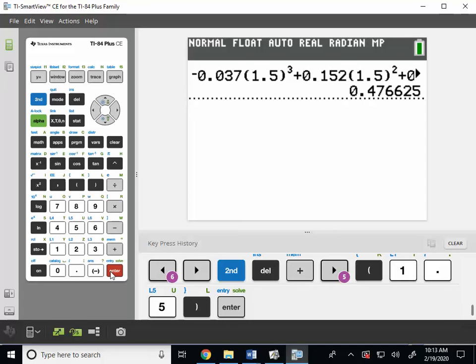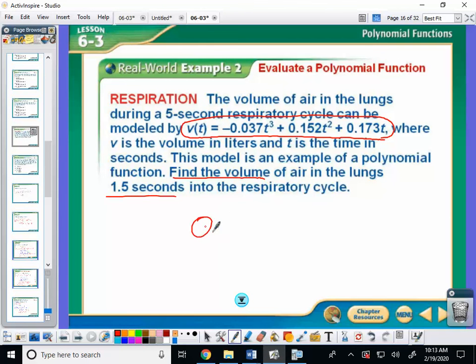So let's round this. I'm going to say it's about 0.48. 0.48 what? What are we finding? Finding the volume. What is our volume being measured in? What unit? Volume in liters. So this is just shy of a half a liter.